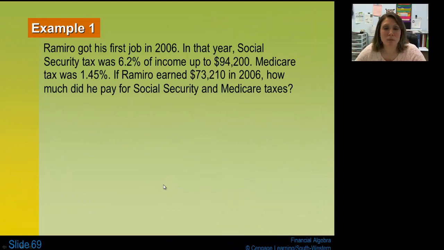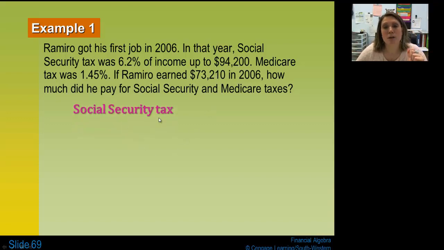Example 1. Ramiro got his first job in 2006. In that year, Social Security tax was 6.2% of income up to $94,200. So if you made over $94,200, you still had to pay Social Security, but only on that first $94,200. The Medicare tax, though, was 1.45%. If Ramiro earned $73,210 in 2006, how much did he pay for Social Security and for Medicare taxes? So his income was less than the maximum taxable income, so he pays tax on all of that.